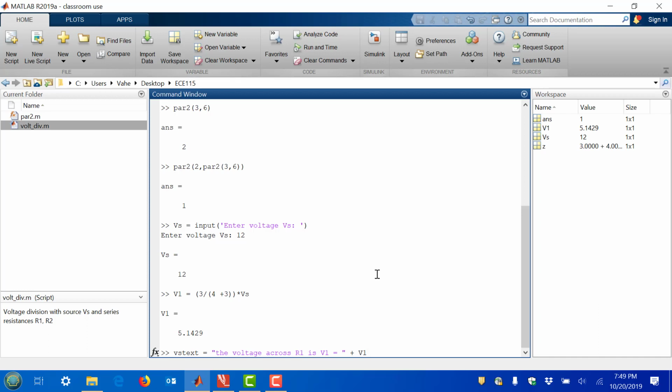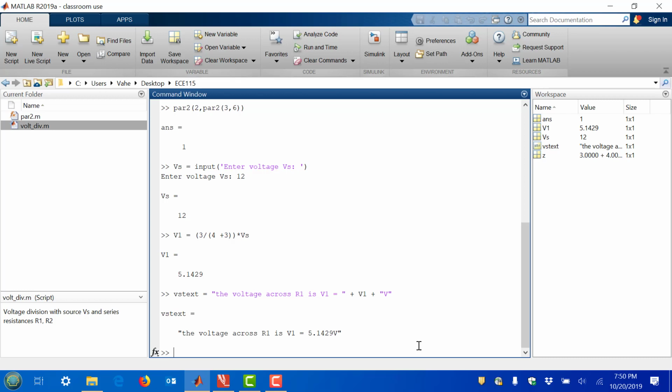The thing inside the double quotes is text. You can make that anything you like. And then we'll say volts here. Okay, so this is the text, what the user will see. It'll say the voltage across R1 is V1 equals, and there'll be some numerical value represented over here. In this case, it's going to be 5.1 volts. If you press enter, you'll see that this is what the user will be presented with.